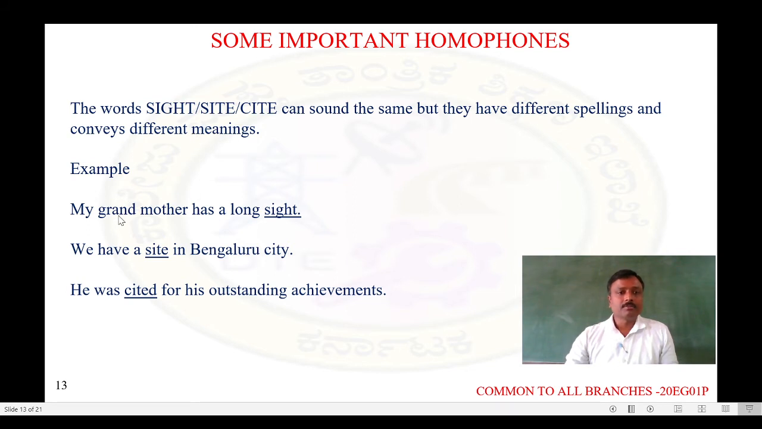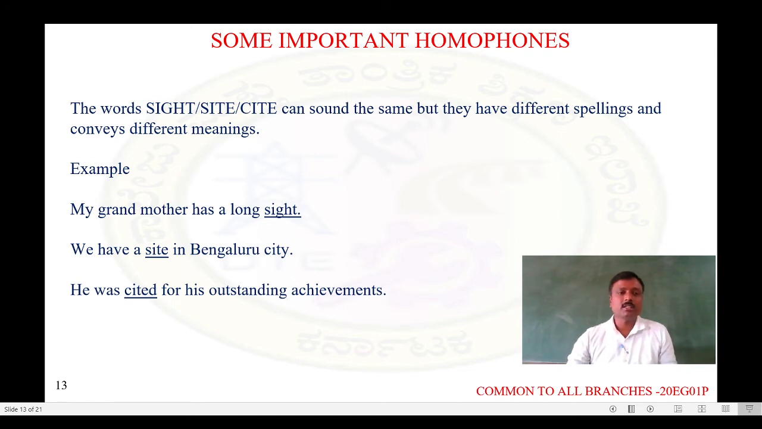For example, my grandmother has a long sight. Here SIGHT, sight, means drushti. Long sight means dura drushti anno meaning barutte. My grandmother has a long sight. In the second example, we have a site in Bengaluru city. Here SITE, site, means niveshana, khali niveshana anno meaning barutte. He was cited for his outstanding achievements. So he was cited for his outstanding achievements.